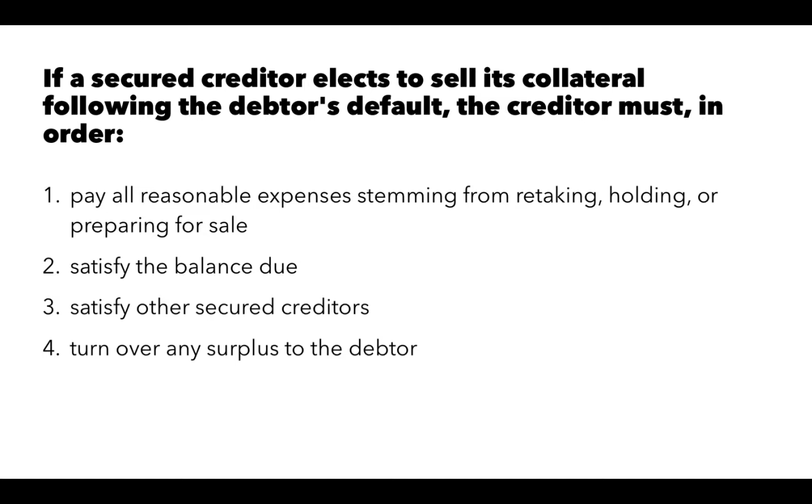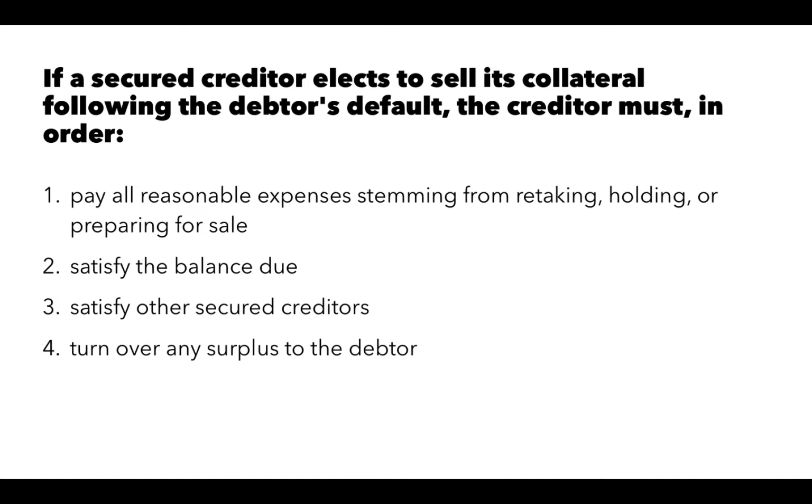Now, this rarely happens. What you should take away from this, however, is the idea that this is a winner-take-all type situation in which the secured party who takes the collateral, repossesses it, sells it, gets to have its entire debt paid before it has to turn over anything to other secured creditors or to the debtor.